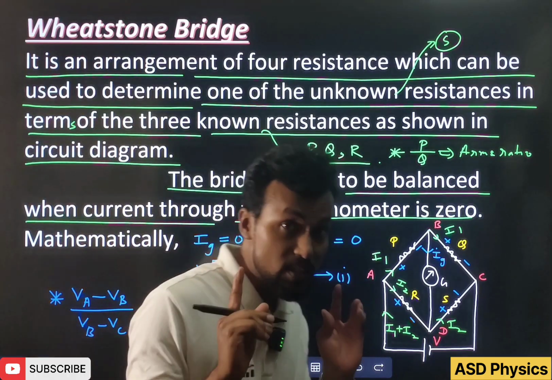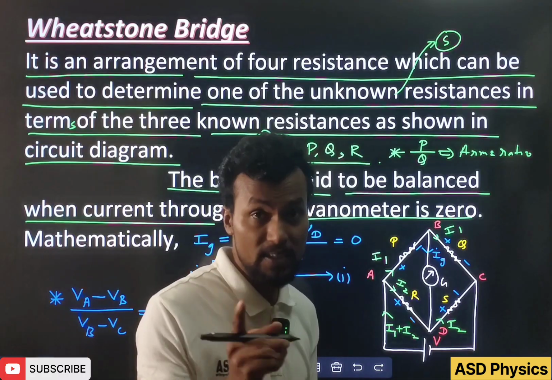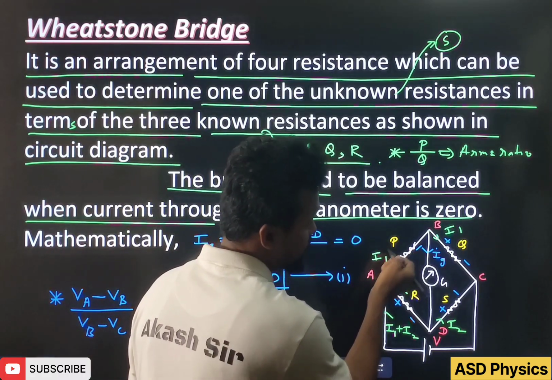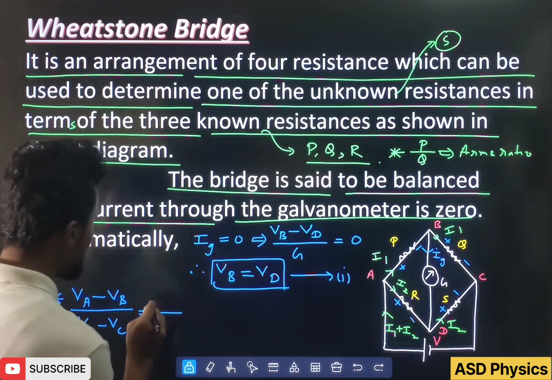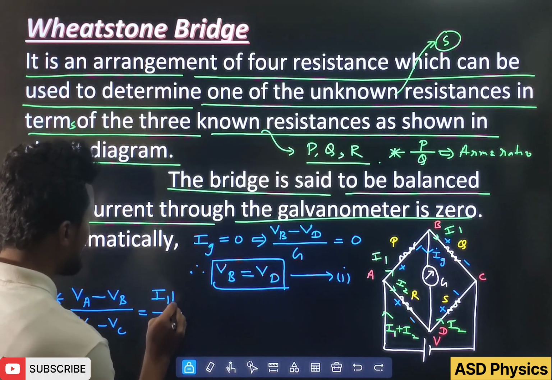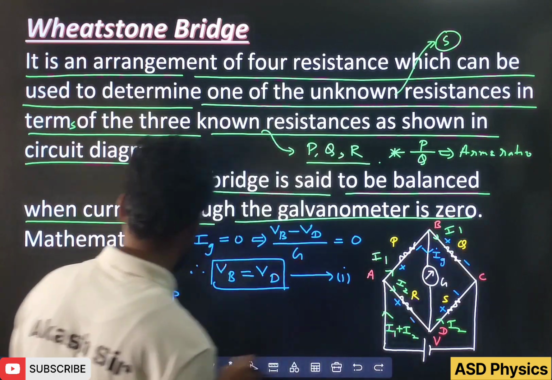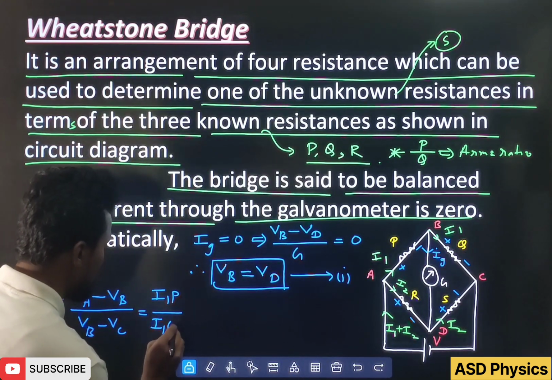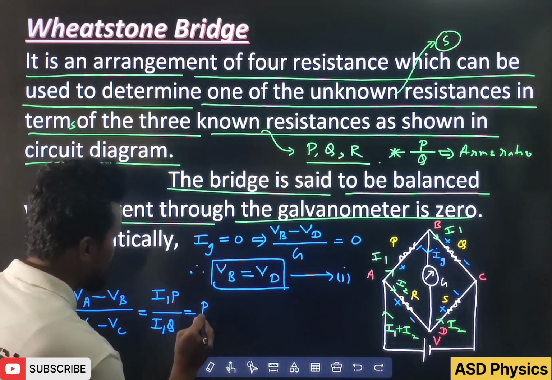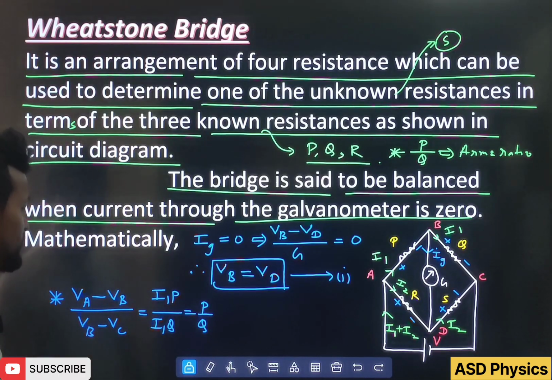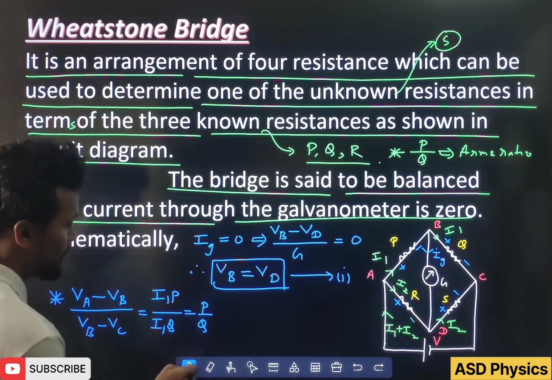So what can we say here? The potential difference between points A and B, VA minus VB, is given by the resistance P and the current I1 multiplied, from Ohm's law. So I can write I1P. Similarly, VB minus VC is given by I1Q. So I1 cancels, and we can write P by Q. So VA minus VB by VB minus VC is P by Q.